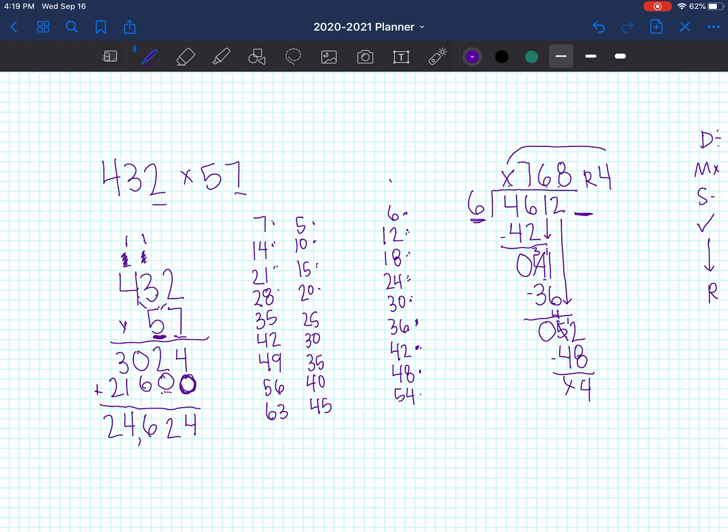So this answer is 768, remainder 4. If you guys have any questions while you are doing this, make sure to bring your paper to school and I can help you solve anything.